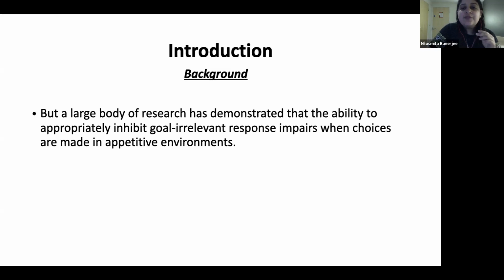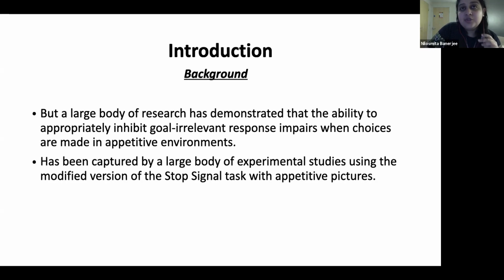Right. A large body of research has demonstrated that the ability for appropriately inhibiting some goal-irrelevant response or that prepotent response is terribly impaired when a participant is asked to do the same in an environment with appetitive stimuli or appetitive choices. And this has been captured by over 30 years of research in experimental psychology studies that have used a modified version of the stop signal task, but with appetitive pictures instead of the neutral arrows that we saw in the schematic before.